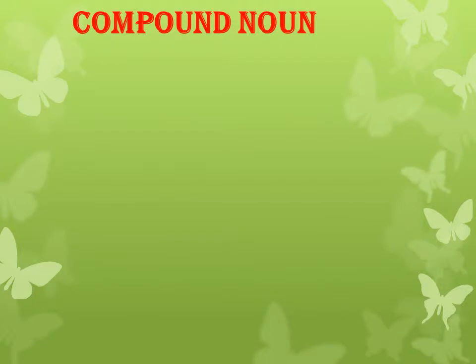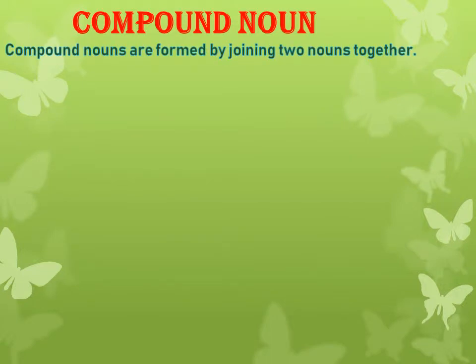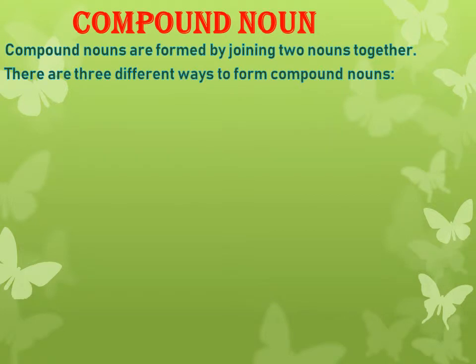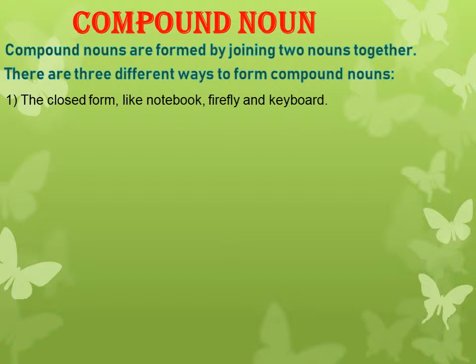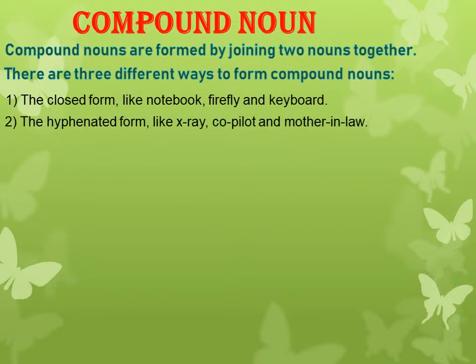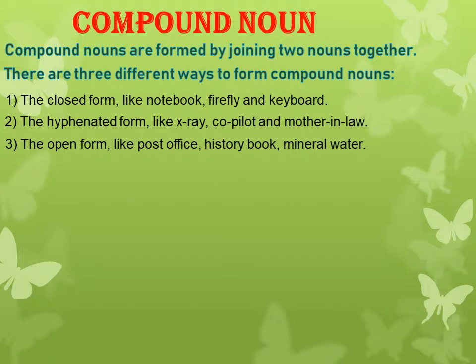Compound noun. Compound nouns are formed by joining two nouns together. There are 3 different ways to form compound nouns. 1. The closed form, like notebook, firefly and keyboard. 2. The hyphenated form, like X-ray, co-pilot and mother-in-law. 3. The open form, like post office, history book, mineral water. Example sentences of compound noun.